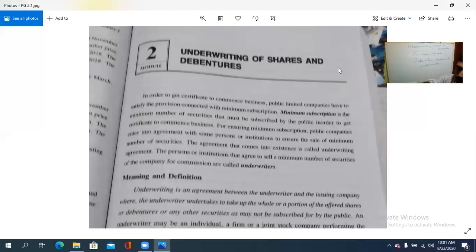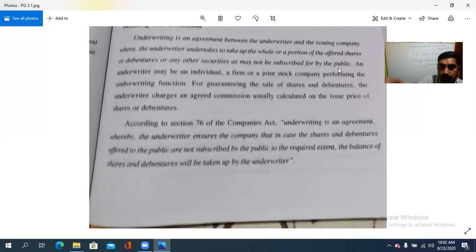Then we go to the meaning and definition with regard to this. So underwriting is an agreement between the underwriter and the issuing company. So who all are there? Two persons are there, two parties are there. One is the underwriter and the issuing company itself, where the underwriter undertakes to take up the whole or a portion of the offered shares or debentures.